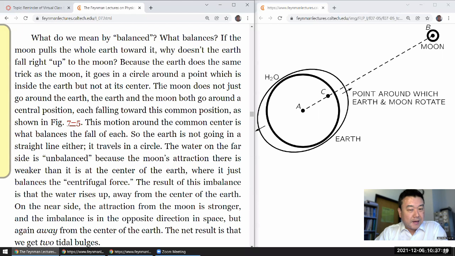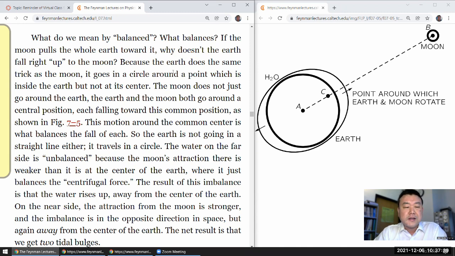What do we mean by balance? What balances? If the moon pulls the whole Earth toward it, why doesn't the Earth fall right up to the moon, collide with it? Because the Earth does the same trick as the Moon. It goes in a circle around the point, which is inside the Earth but not at its center.